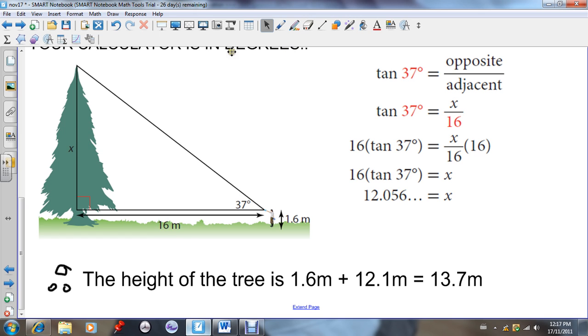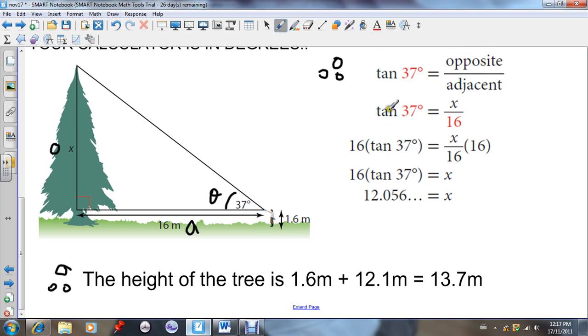What can we use in this case? Well, if we label our sides, we know that this side straight across is opposite, and this side down here is adjacent. This is an angle theta. Therefore, we can use our trig ratio. Tan theta equals opposite over adjacent. So in this case, it's the tan of 37 equals the length of the opposite side over the adjacent.